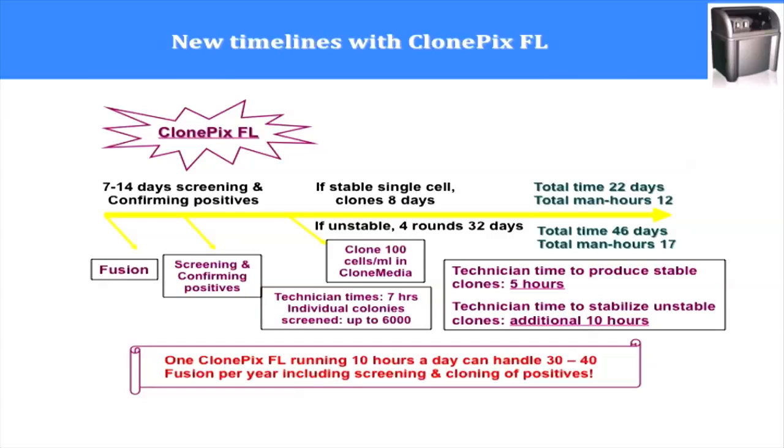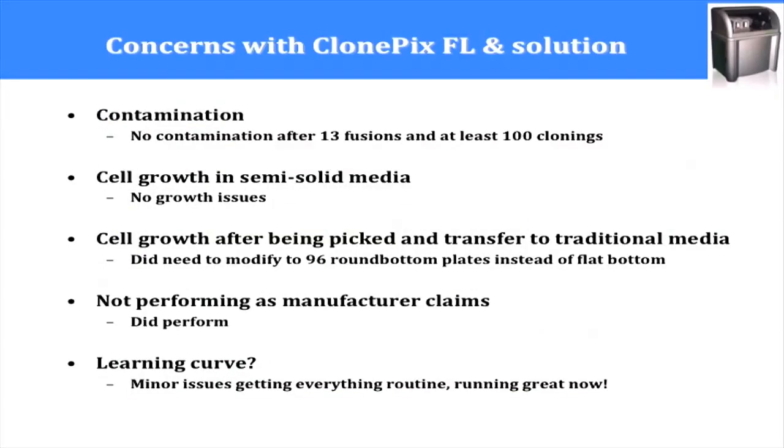Man-hour, so we literally operating on the machine and let the machine run by itself, then it doesn't count. And then to stabilize the unstable clone, we need about an additional 10 hours, and that works really well. So we calculate that one ClonePix FL running 10 hours a day can handle about 30 to 40 fusions per year, including screening, including cloning of positives and stabilizing the unstable clones. And normally before we could only handle like up to 20, and both of us will be overwhelmed. So this really works pretty well.